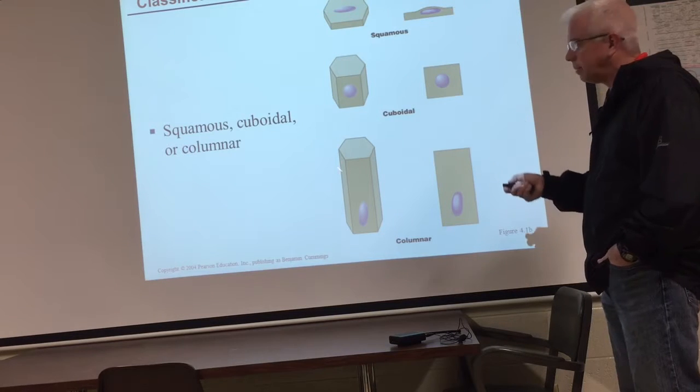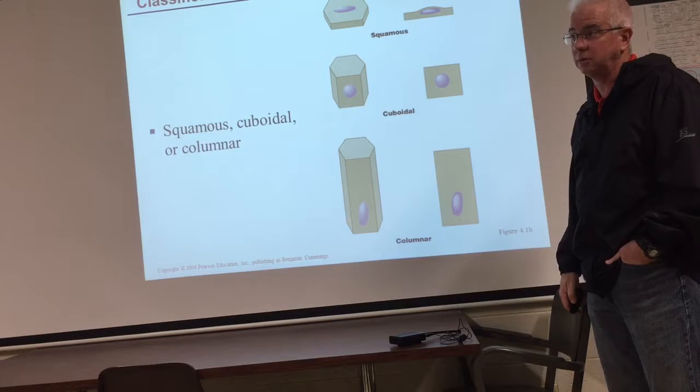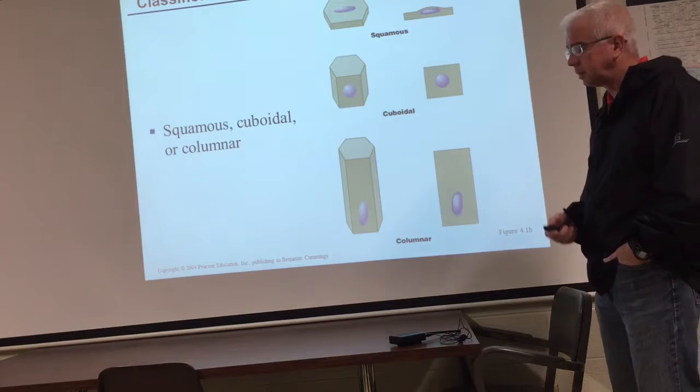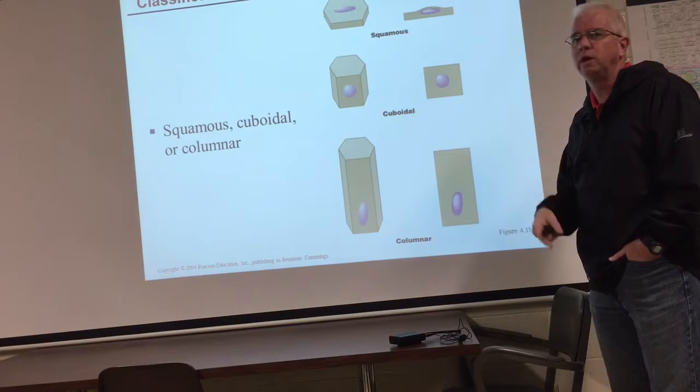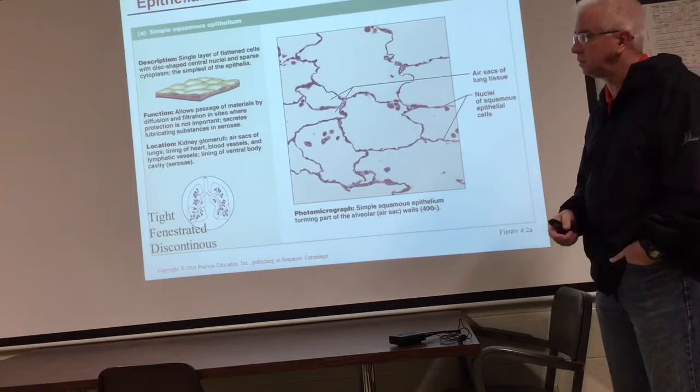So you just put combinations of these words together and you describe your epithelial tissues. Very simple. Okay, now the complexity comes in learning where these tissues are and what they look like. So let's use some illustrations in order to do that.